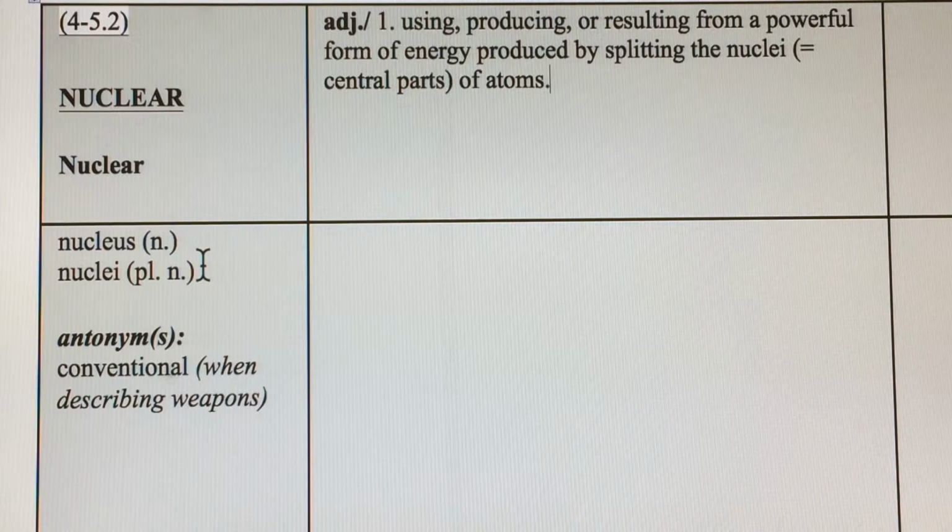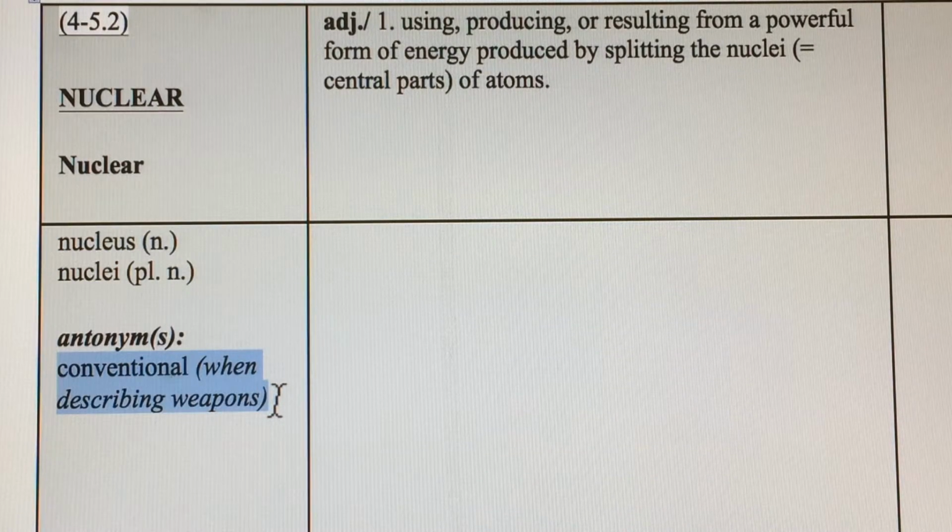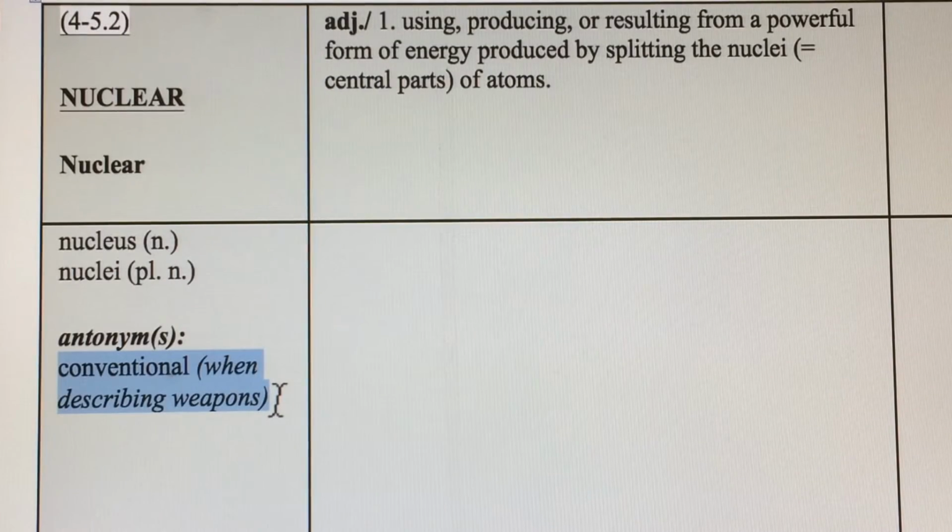Okay, as I said, nucleus and nuclei are your familial words referring to the actual center of the atoms. We have one antonym, and usually this is just used when we're talking about weapons, like a conventional bomb versus a nuclear bomb. Okay, and that's used today when we're talking about wars and countries using generally conventional weapons because the use of nuclear weapons is so dramatic and quite controversial.